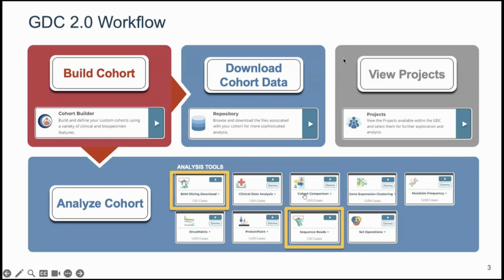So just to start out with a reintroduction to the GDC 2.0 workflow, here is a flow chart showing how it works. It starts with building a cohort, which is a group of cases based on whatever cancer you're interested in or whatever attributes you would like those cases to have. Then you have the opportunity to download data. But today we're going to talk about analyzing the cohort with two specific tools from the Analysis Center. One is the BAM slicing download, which is the top left here, and the other one is the sequence reads, which is more bottom to the right here. These may not be exactly where they're placed on your analysis tool cards, but you will see the cards there.